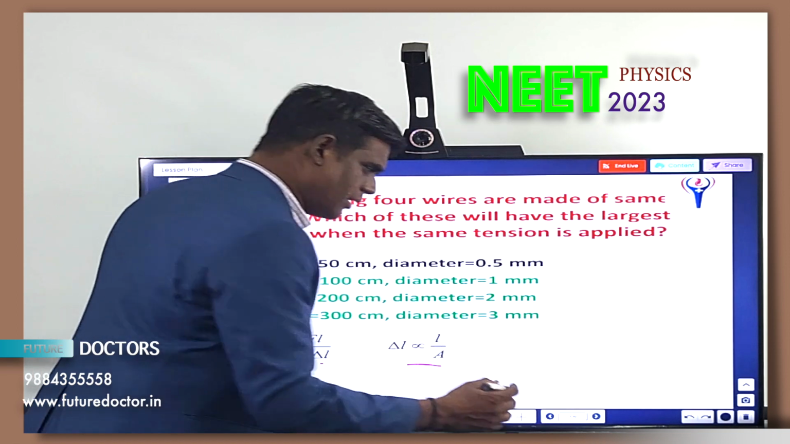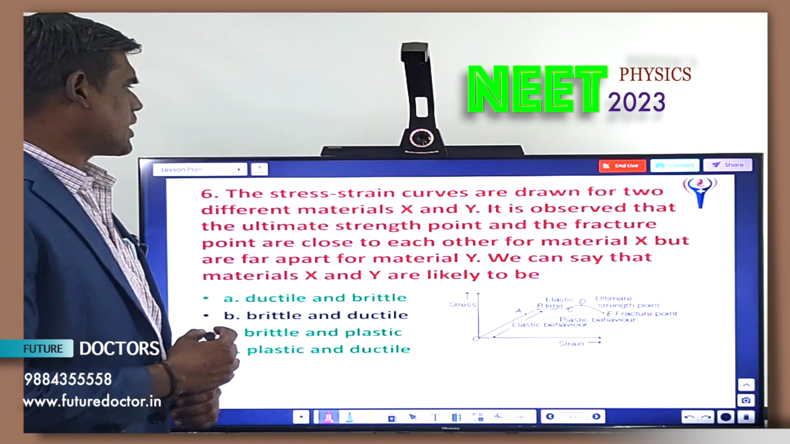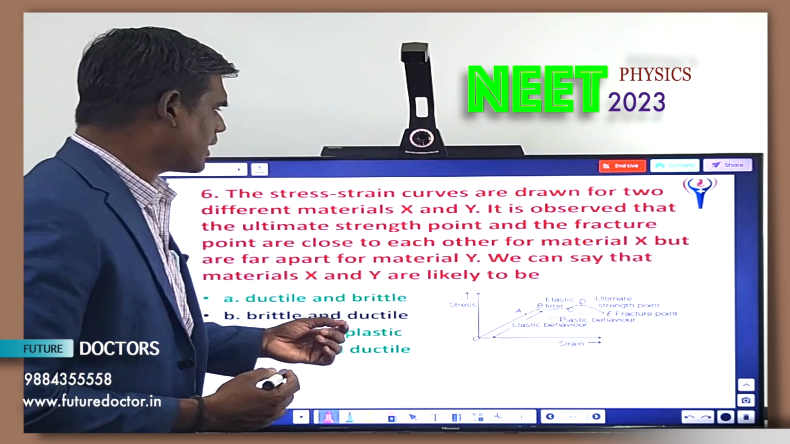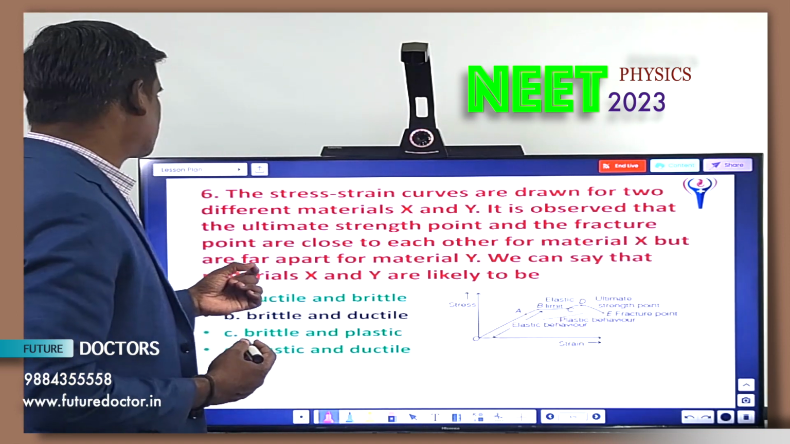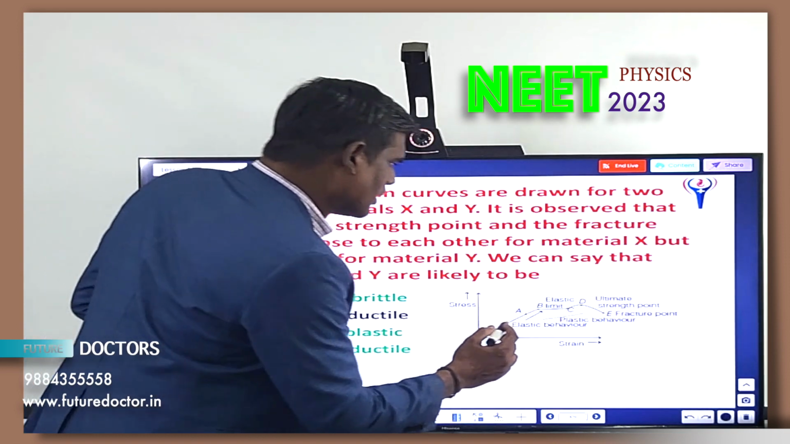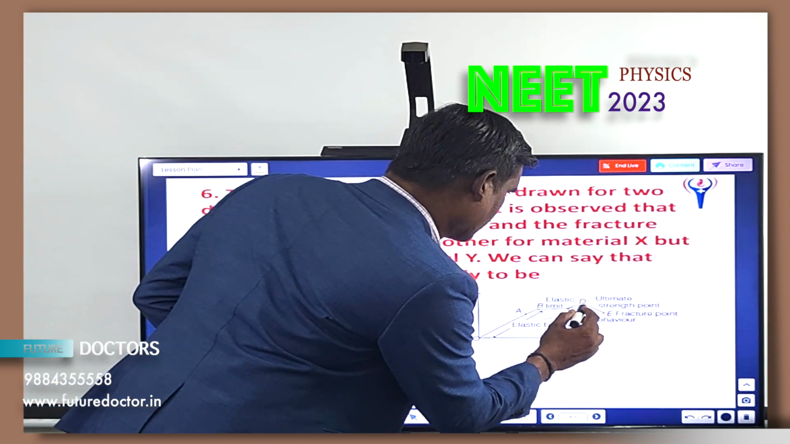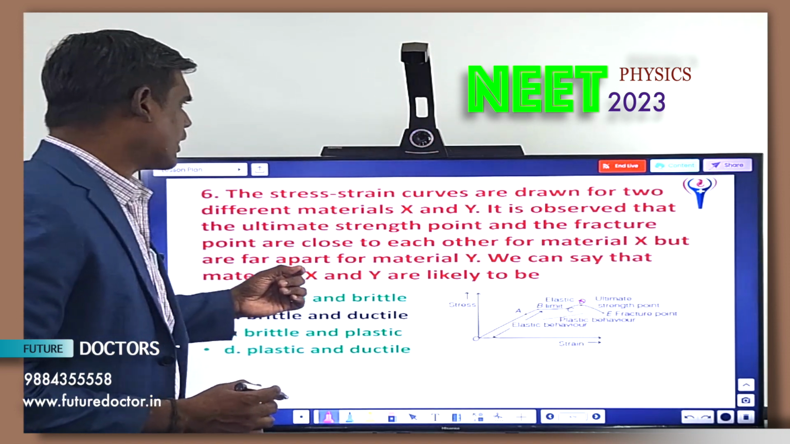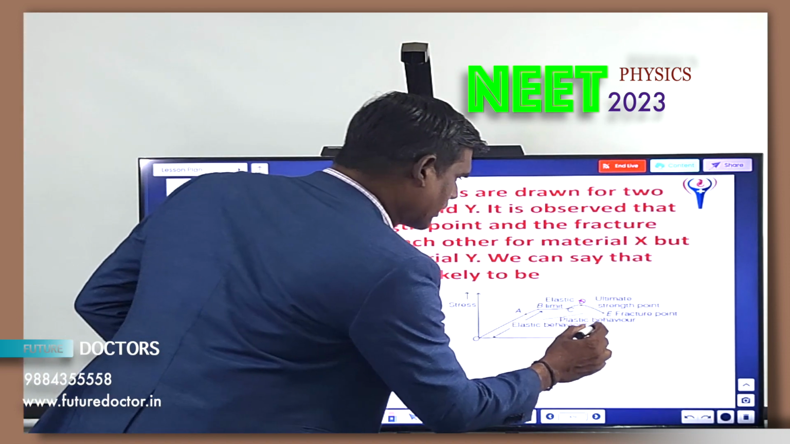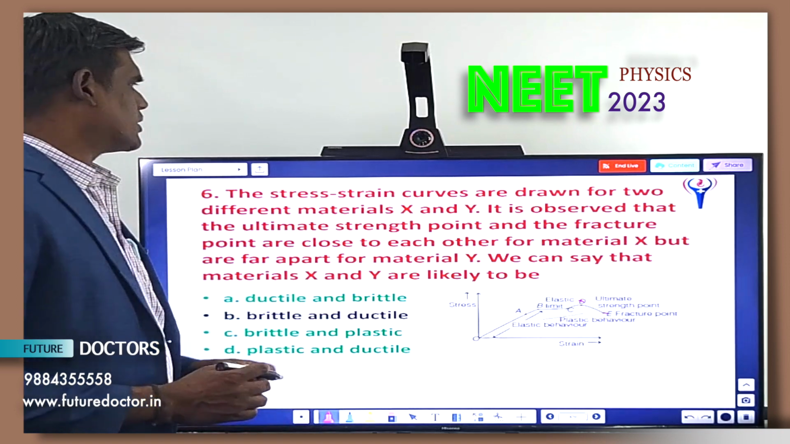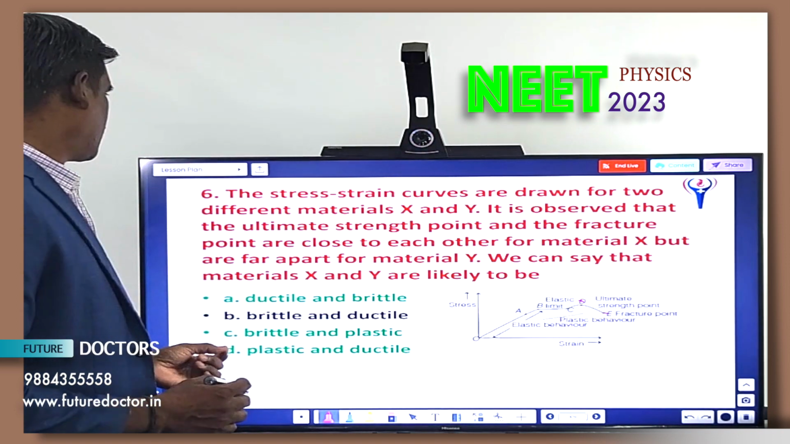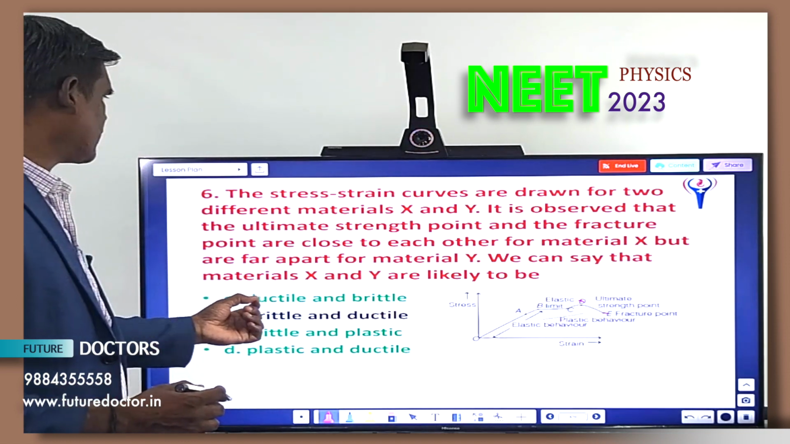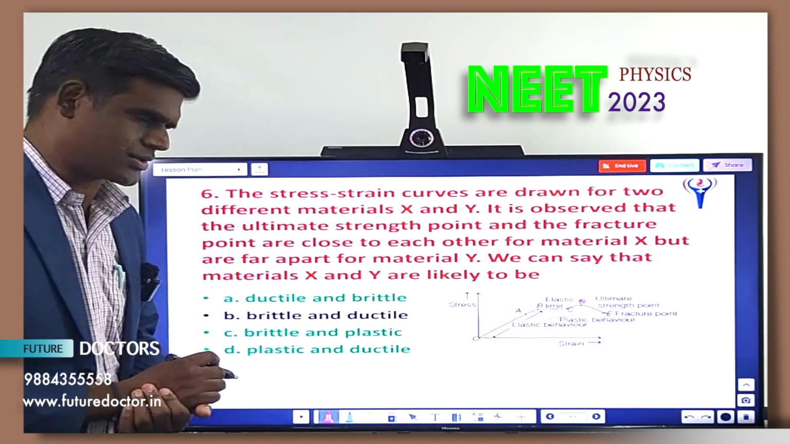Let's move to question number 6. The stress strain curves are drawn for two different materials X and Y. It is observed that the ultimate strength point, that is point D here, and the fracture point E are close to each other for material X, but are far apart for material Y. We can say that materials X and Y are likely to be dash.